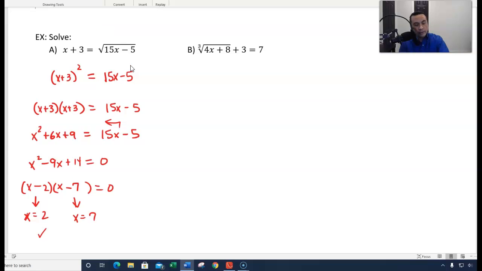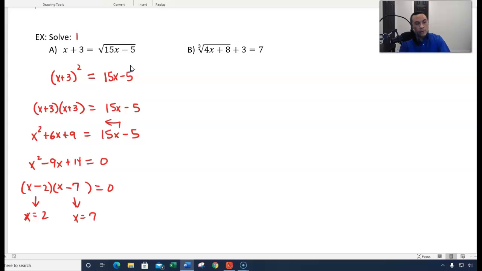Let's do the same thing for the 7. 7 + 3 is 10, and then 15 times 7 is going to be 105, minus 5 is 100, the square root of 100 is 10. It works. Again, you can take your time and do that. I'm doing it fast because I don't want to make this video too long.